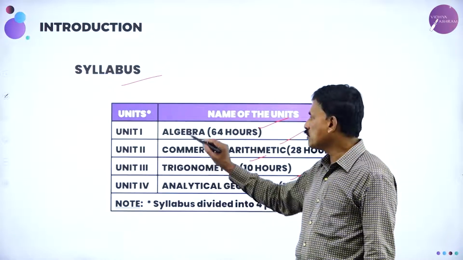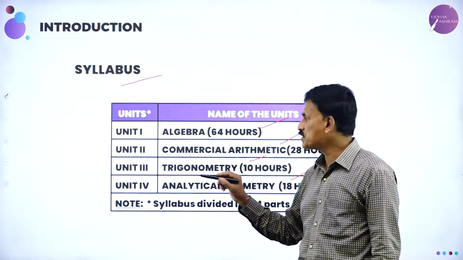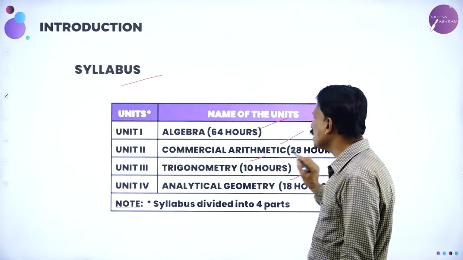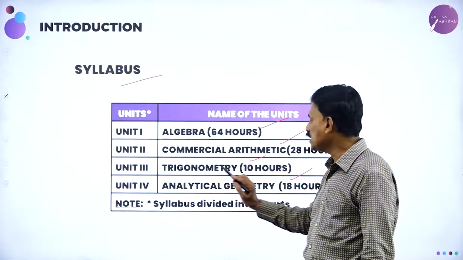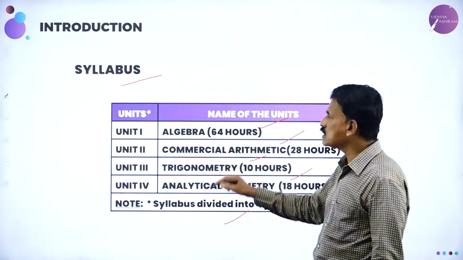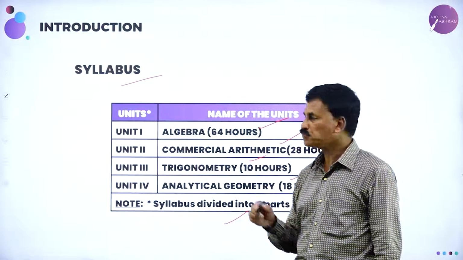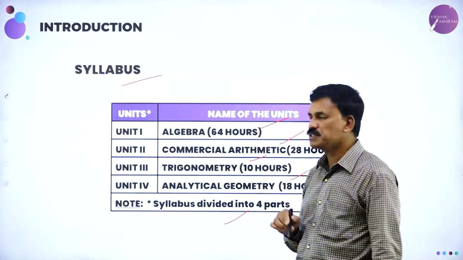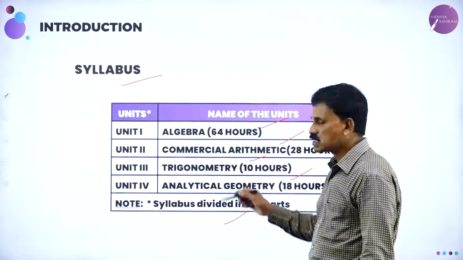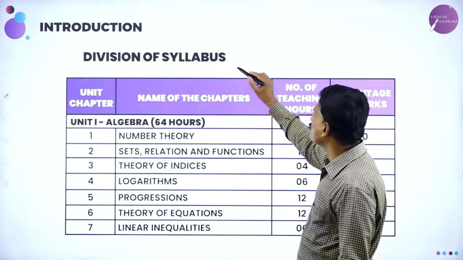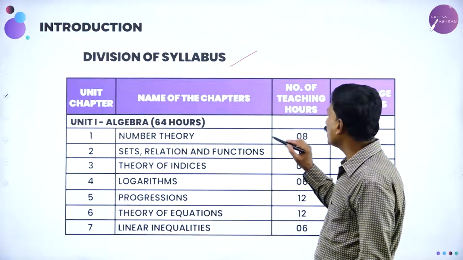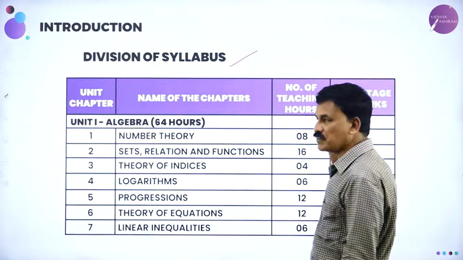So this syllabus is divided into 4 parts: first part is algebra, second part is commercial arithmetic, third part is trigonometry, and the fourth part is analytical geometry. So these are the 4 parts in basic mathematics. This is very easy concepts. Now let us come to the division of syllabus. In algebra, how many chapters are we going to study, what are the number of hours and what is the weightage for this?